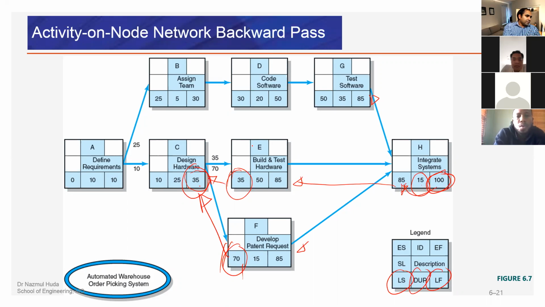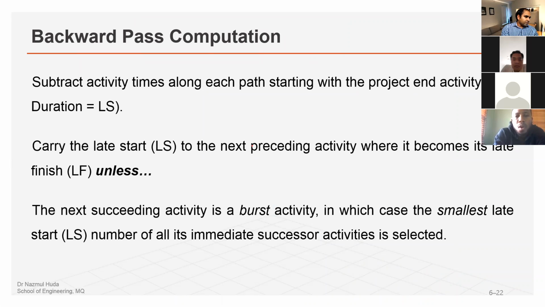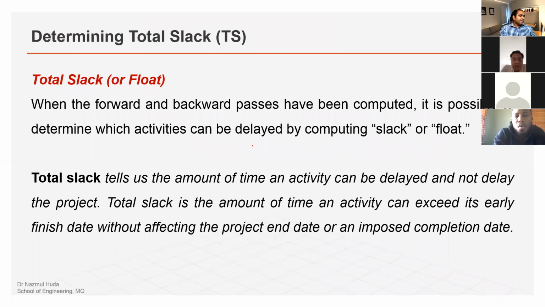Now we covered up to this slide in my previous lecture. So using the backward pass, we can have a clearer indication of the total slack, or how much flexibility we have within the network diagram. The next slide shows the backward pass computation process. In simple words, you subtract the duration from LF and then you get LS. All right. Now the total slack.